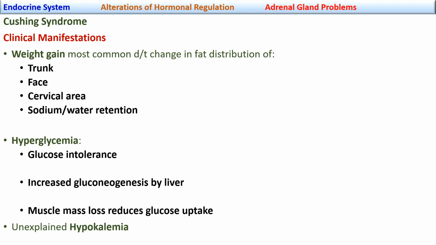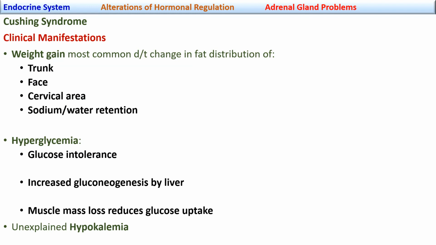So Cushing syndrome clinical manifestations: the previous figure showed all these manifestations, like weight gain, which is most common due to the change in fat distribution. The patient would have truncal obesity, facial rounding, the moon face, and then in the cervical area it would look like the patient has a buffalo hump.